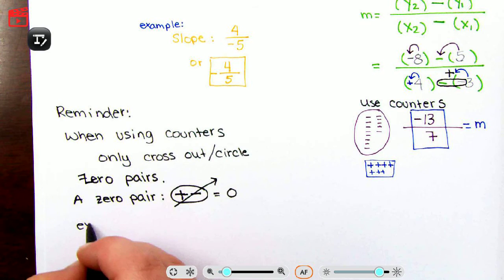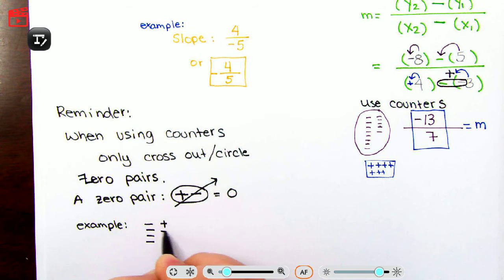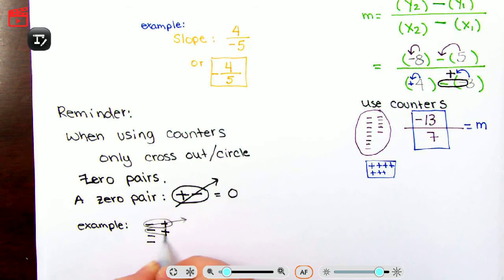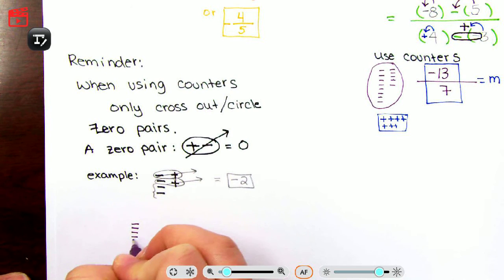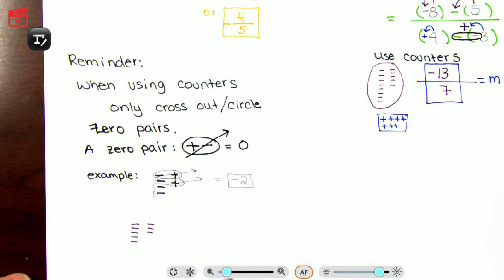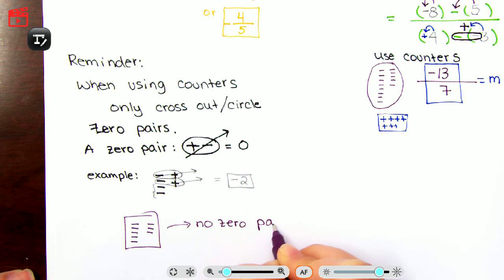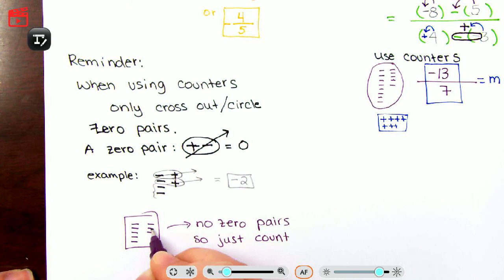For example, if we have 1, 2, 3, 4 negatives and 2 positives, then I would take 1 zero pair, cross it out, and I would take 2 zero pairs, cross them out. So what's left over? This is -2 left over. Now, let's say we have 1, 2, 3, 4, 5 negatives and 3 negatives. There are no zero pairs, so we just count. So we have 1, 2, 3, 4, 5, 6, 7, 8.